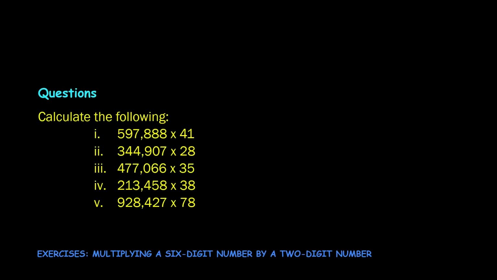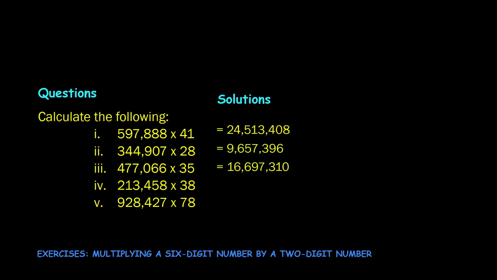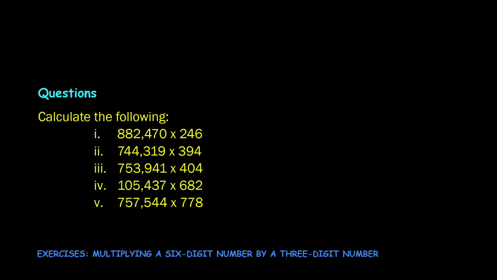Now have a go at these exercises. These exercises will allow you to practice multiplying a 6-digit number by a 2-digit number. Pause the slideshow whenever you need to. Solutions will be released one at a time. And now have a go at exercise 2. This allows you to practice multiplying a 6-digit number by a 3-digit number. Pause the slideshow whenever you need to. Solutions will be released one at a time.